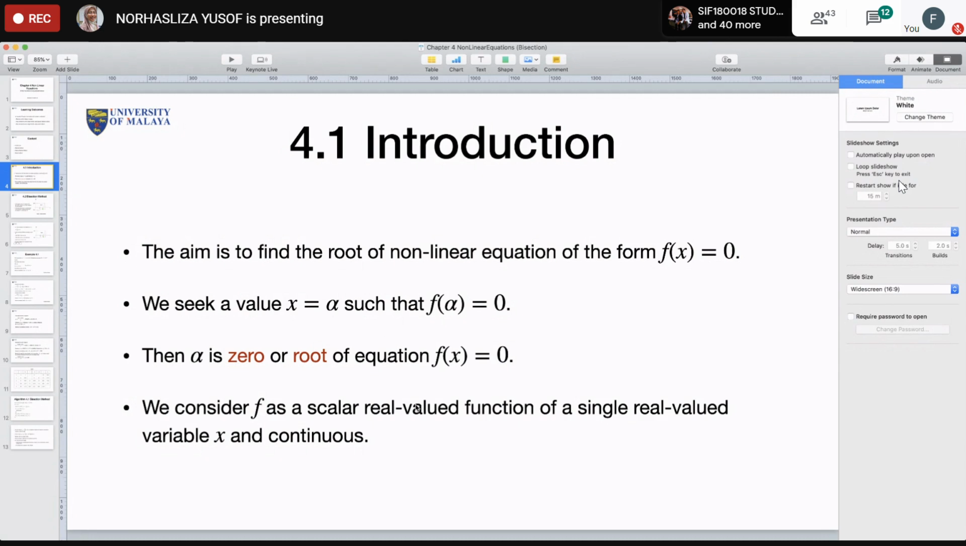If it is a vector, we have a different approach. Vector means that we have two separate variables, and in this case we just consider scalar. Another thing we have to consider is that our function must be continuous. If you find that your function is not continuous, the idea of the nonlinear equation to find the root cannot be implemented.